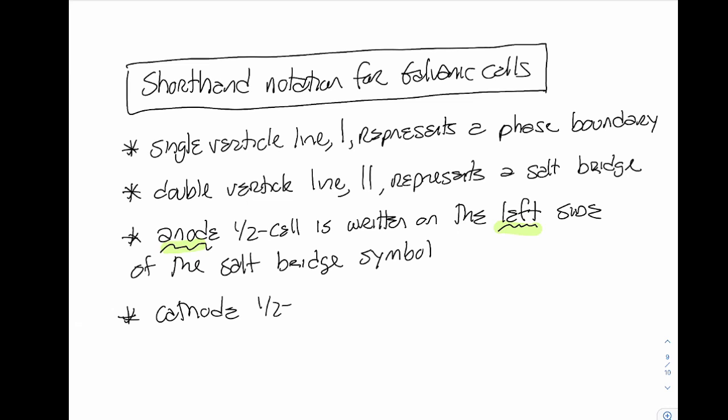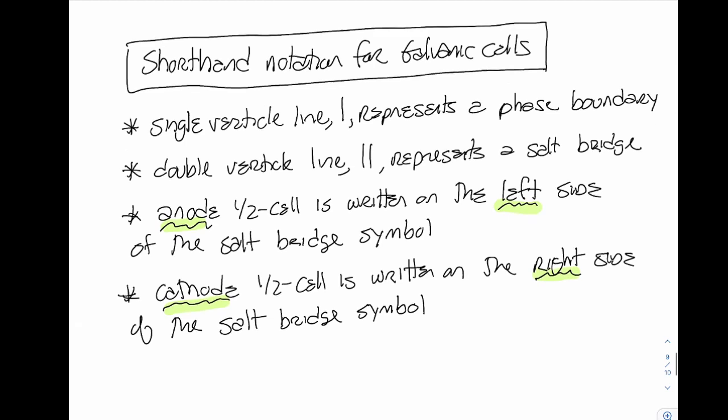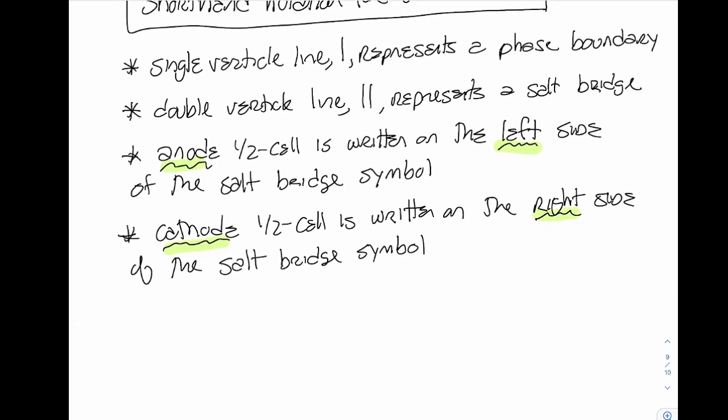So the cathode half cell is written on the right side of the salt bridge symbol, the double vertical line. So cathode goes on the right. And then the reactants of each half cell are written first, followed by the products.